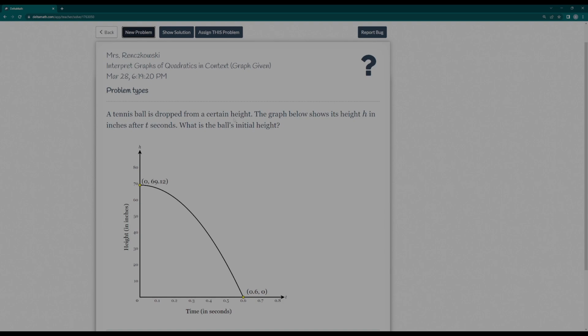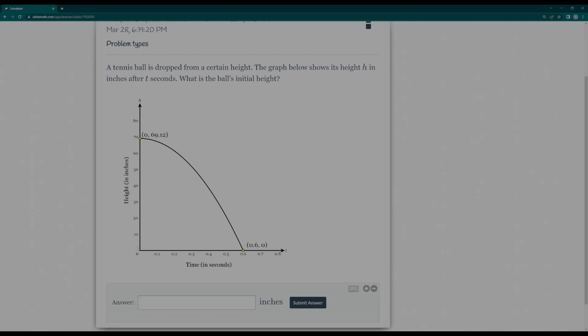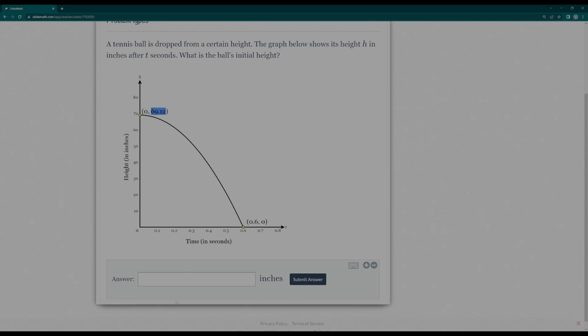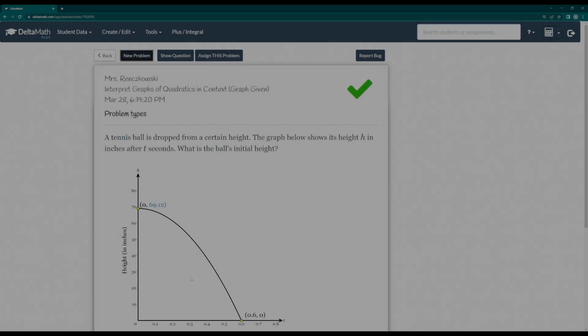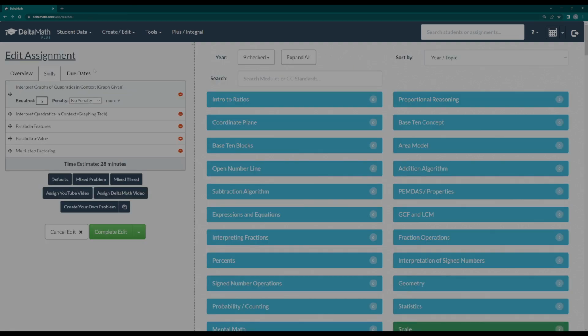A tennis ball is dropped from a certain height. The graph below shows its height in h after t seconds. What is the ball's initial height? So the initial height is when the ball is going to start, which is at 0 seconds, which is at a total feet of 69.12 inches. So I'm just going to type in 69.12. And that's it. So that was interpret graphs of quadratics in context.